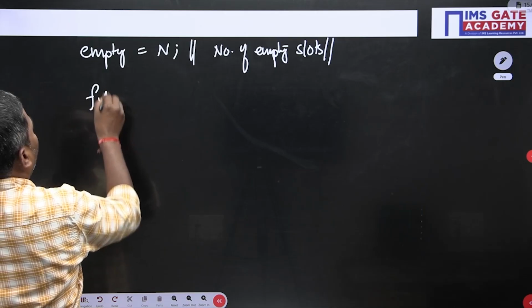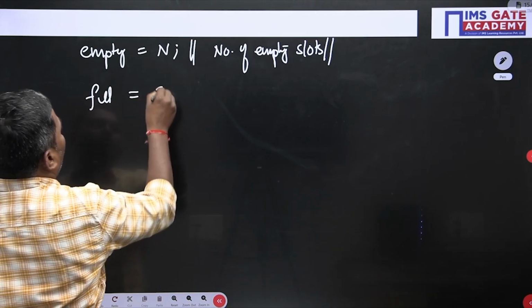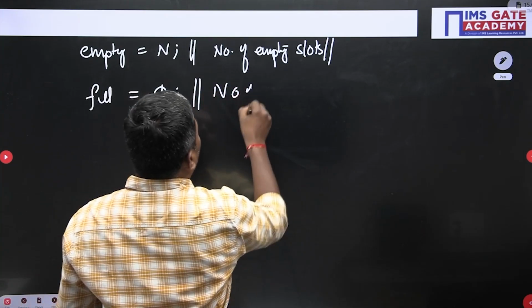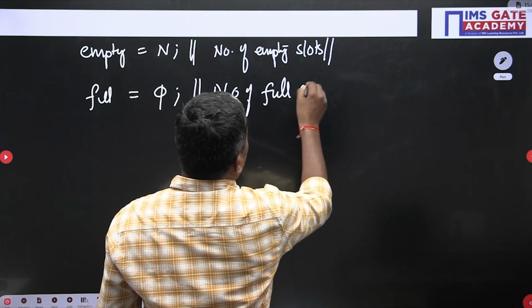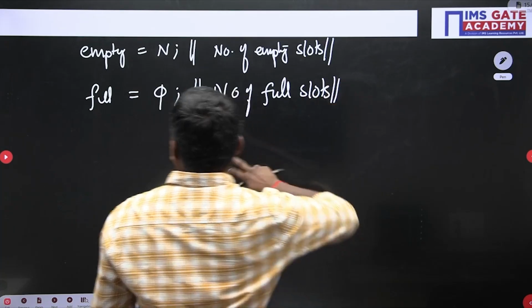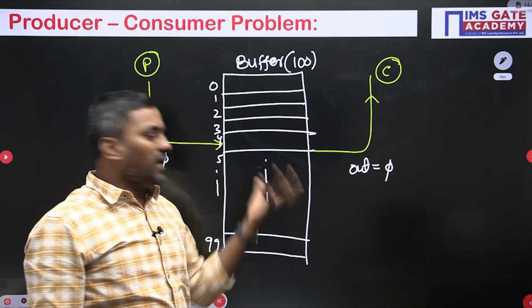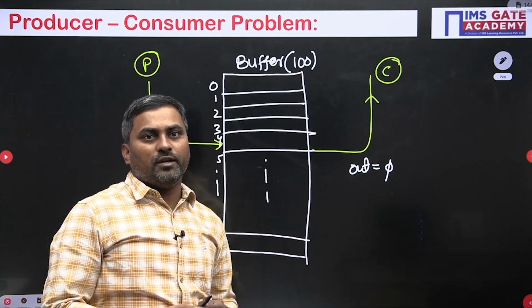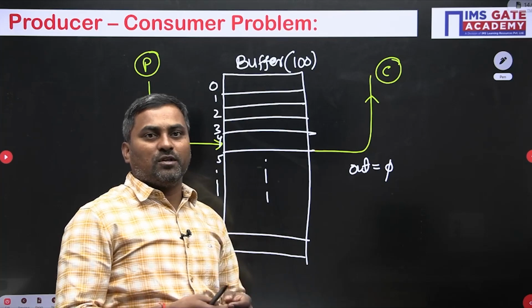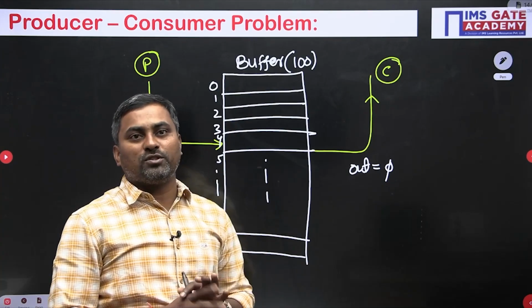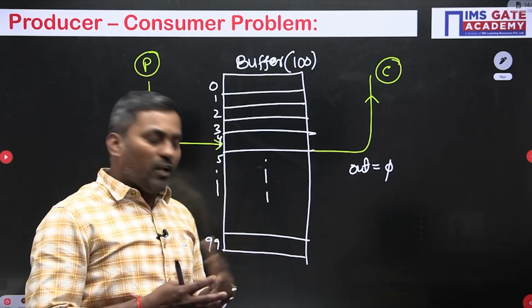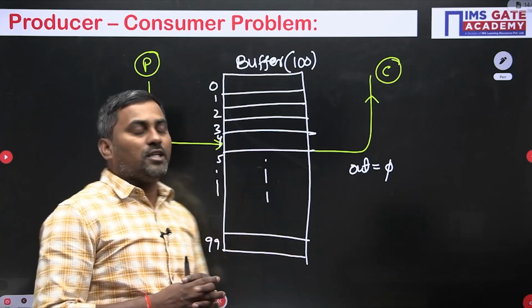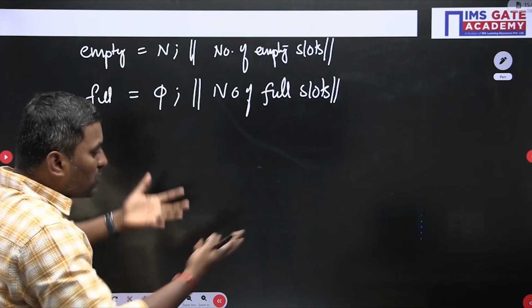Another variable I am using is full, which I define as 0, and it indicates the number of full slots in the buffer. Right now the full value is 0 because there is no information here. If I place 10 items, full becomes 10 and empty becomes 90, with total buffer size 100. The full variable defines how many full slots are available.